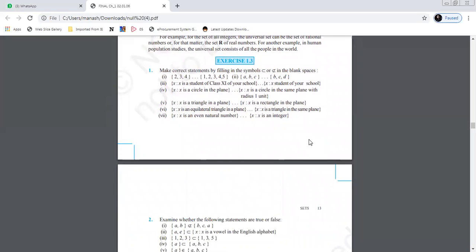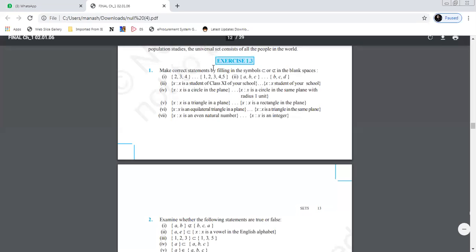So first one, we have to check whether the first one is a subset of the second one or not. Very simple one: 2, 3, 4. The second set also contains 2, 3, 4, so obviously this {2, 3, 4} is a subset of the second one. Now the next one, A, B, C and this one is B, C, D. This second set does not contain the element A, so that's why it is not a subset of the second one.